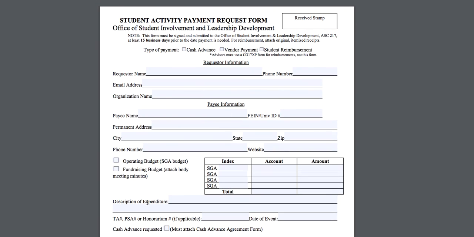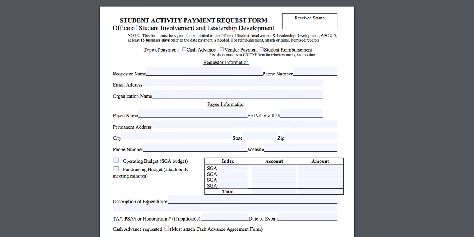If you are going to be using your fundraising account, you also need to have meeting minutes attached to this payment request form. So remember, whenever you are using your fundraising account, there needs to be a formal vote that happens in your club meeting that shows that you plan on using your fundraising account. There are sample meeting minutes uploaded to the Campus Link section of OWL Connect, and it will show you what the financial vote needs to look like.